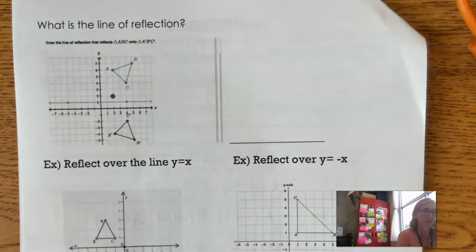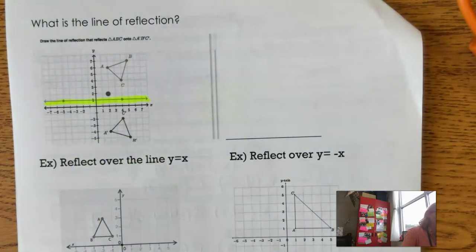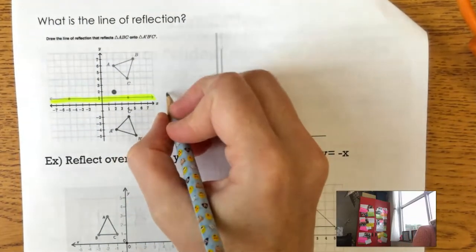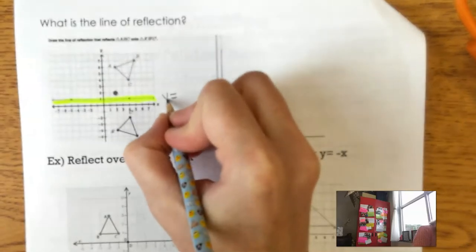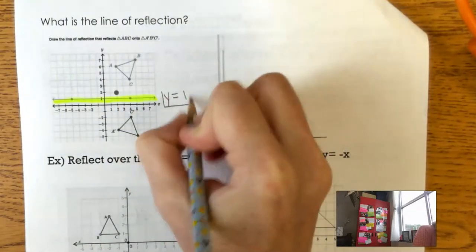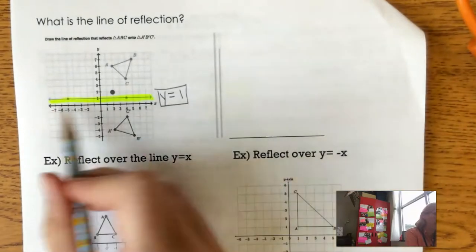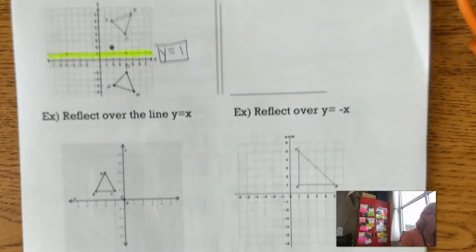Alright, what is the line of reflection? So they've highlighted it for you here. I think we've done this question before, but it's just a review. A horizontal line is always going to have the variable y, and it's going to equal where it hits on the y-axis. So this is y equals 1. Notice that there's no x in this equation because the line is horizontal. A diagonal line would have both variables in it.